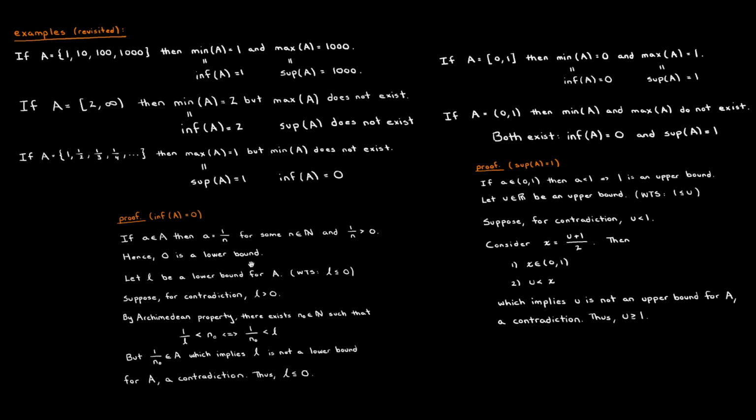Now let's show the second condition. Let L be a lower bound for A, and what we want to show is that 0 is actually the greatest lower bound, right? That is, 0 must be greater than or equal to this lower bound, L. In order to prove this, we will actually suppose not. Suppose that actually L is greater than 0. That is, L is actually a better lower bound.